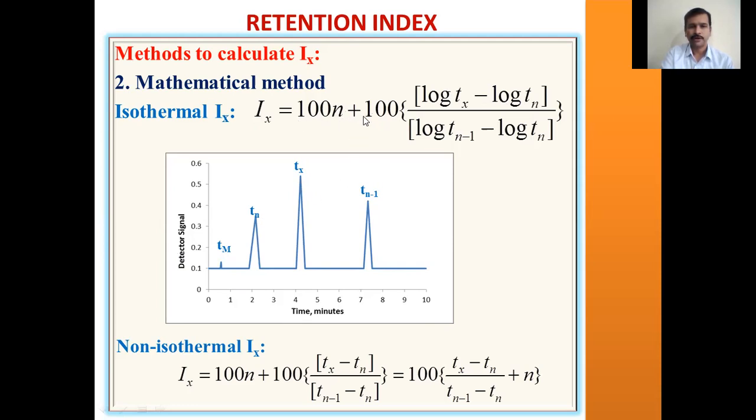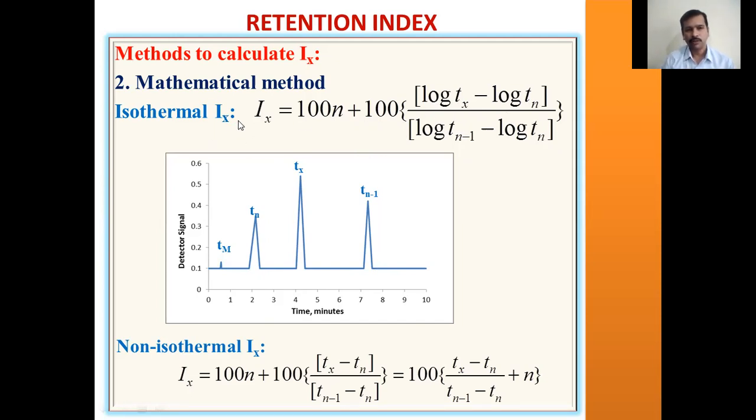So Ix is equal to 100 into n plus 100 into log of Tx minus log of Tn divided by log of Tn minus 1 minus log of Tn. Tx you know from the chromatogram, Tn you know from the chromatogram, Tn minus 1 you know from the chromatogram, n you know from the standard. How many carbon atoms are present in the standard, right? You substitute n, Tx, Tn, Tn minus 1, and you will get the retention index. This will be in multiples of 100. So for any compound, you can calculate the retention index, and this is okay under isothermal condition.